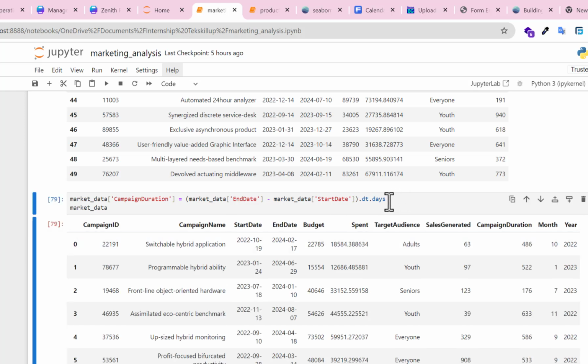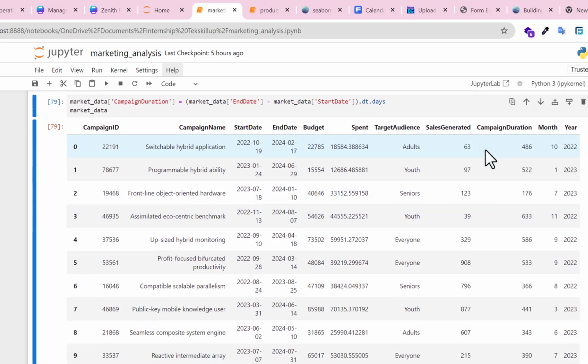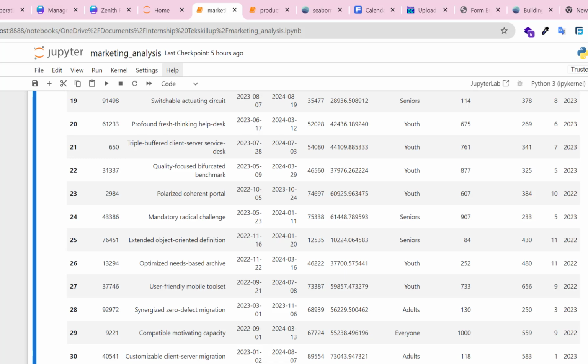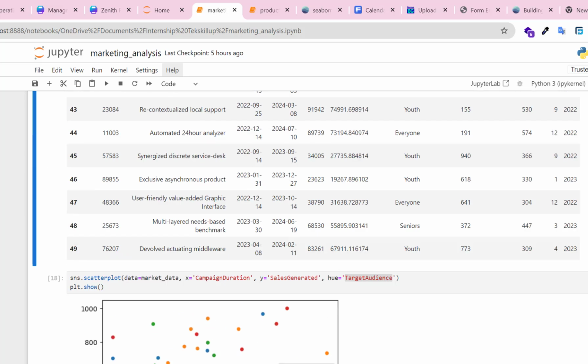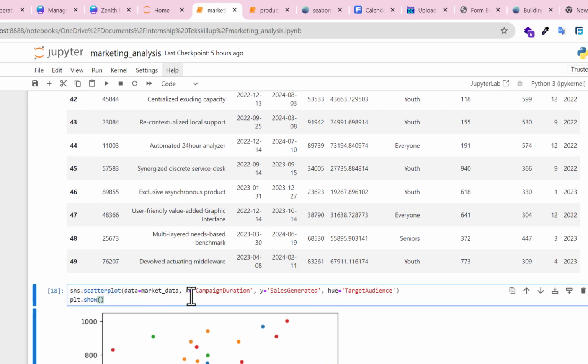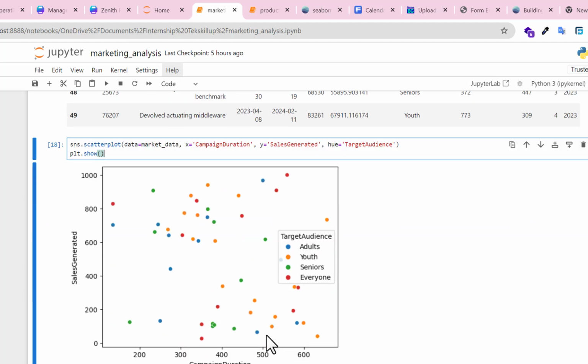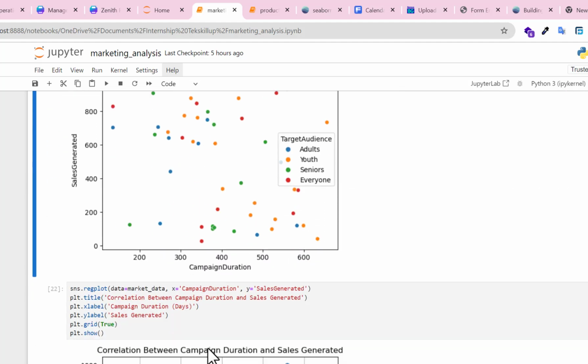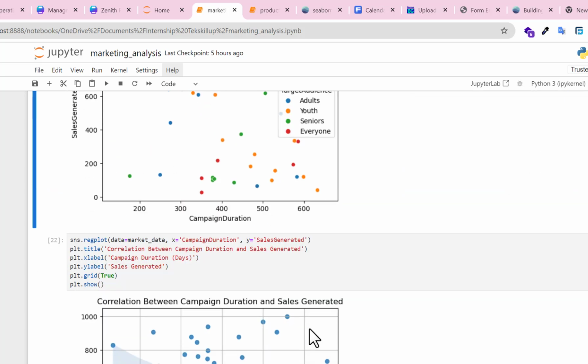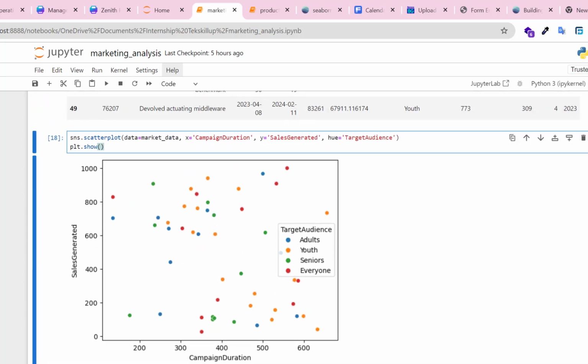So we have here 486 days. This is the total number of days that this campaign was running. Now, this gives us more insight on what we can do with the data set. For us to plot, we can use this to compare or find a correlation between the campaign duration and the sales generated.